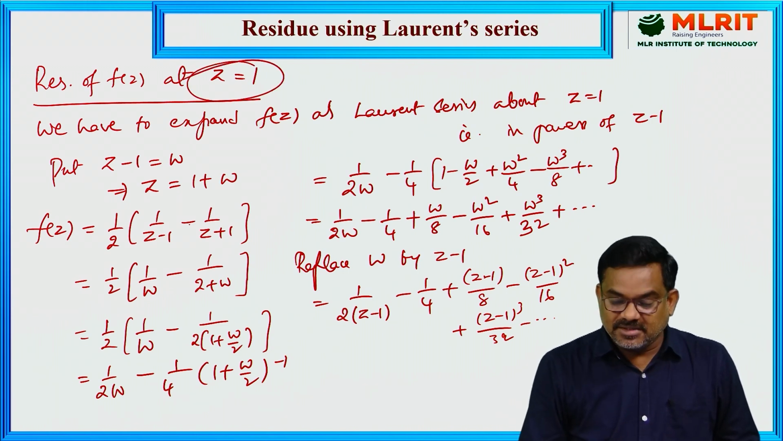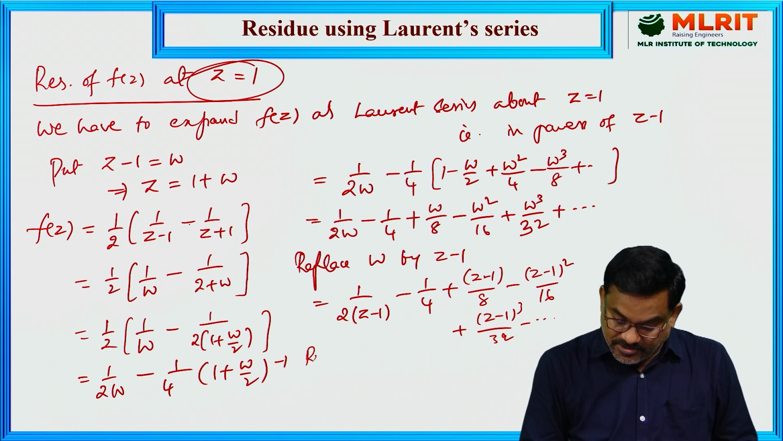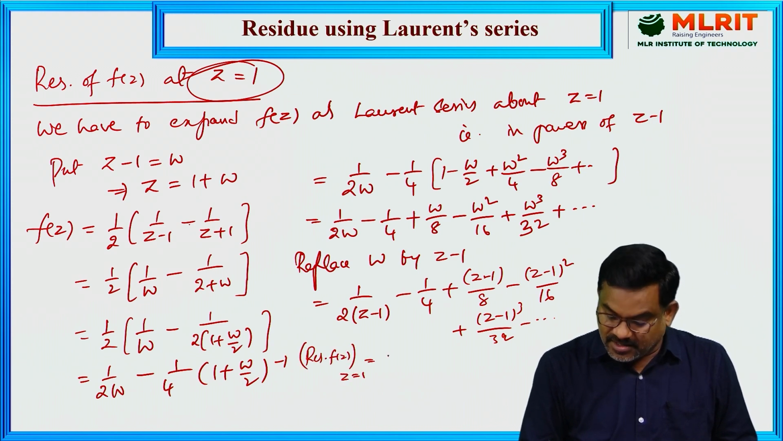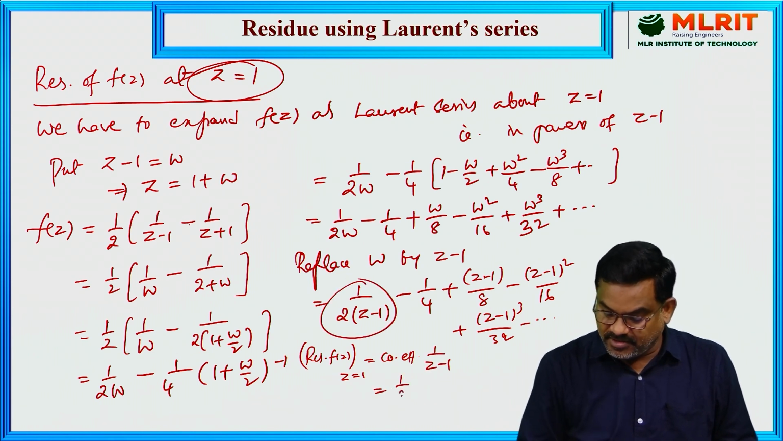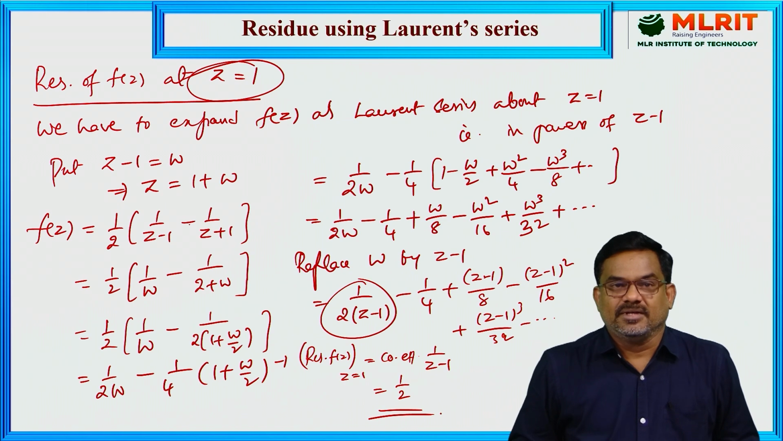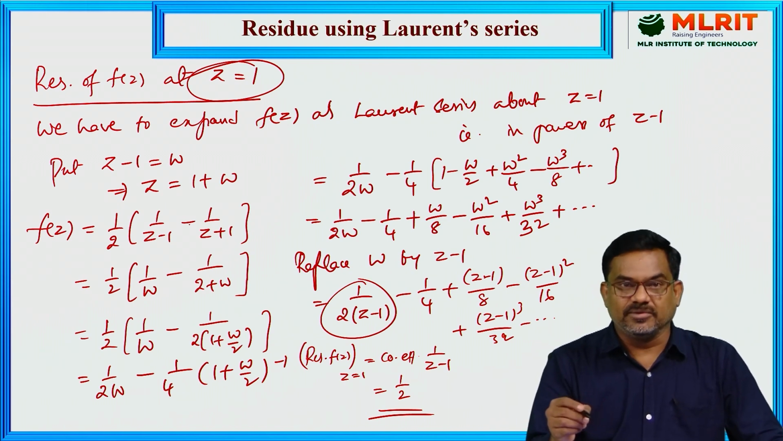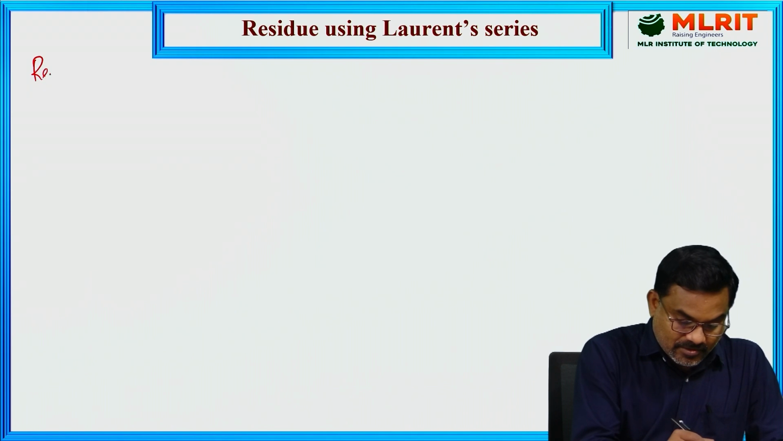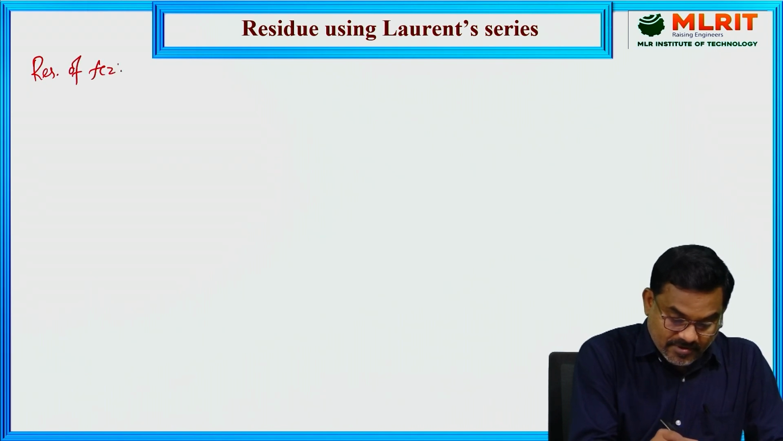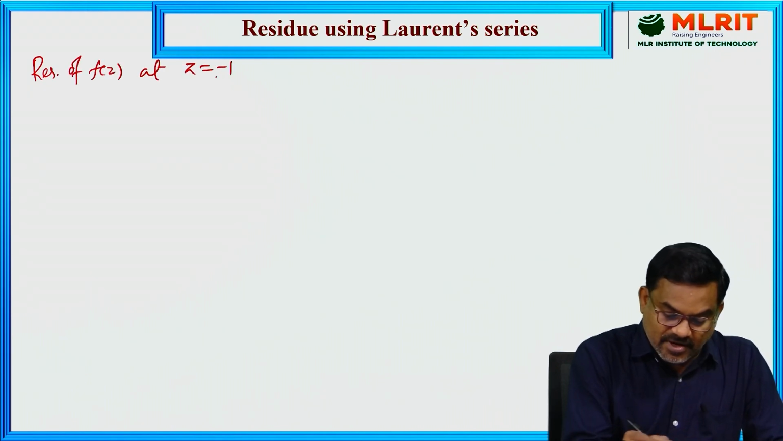So the residue of f at z equal to 1 is the coefficient of 1 by z minus 1. What is the coefficient of 1 by z minus 1 here? It is 1 by 2. Similarly, we need to find the residue of the function at z equal to minus 1 also. So the residue of f at z equal to minus 1.